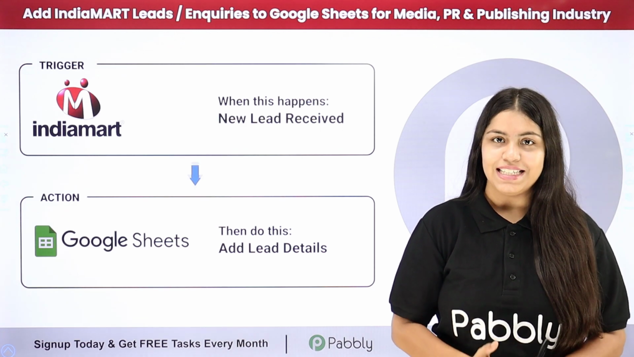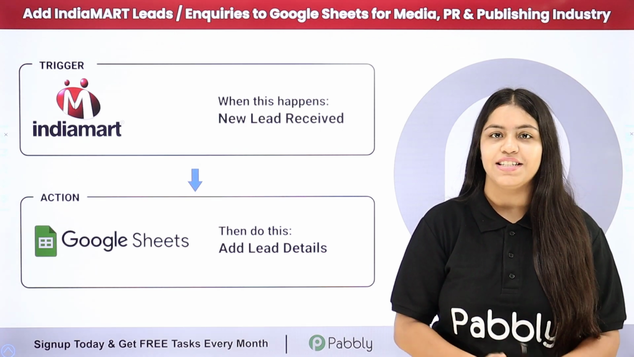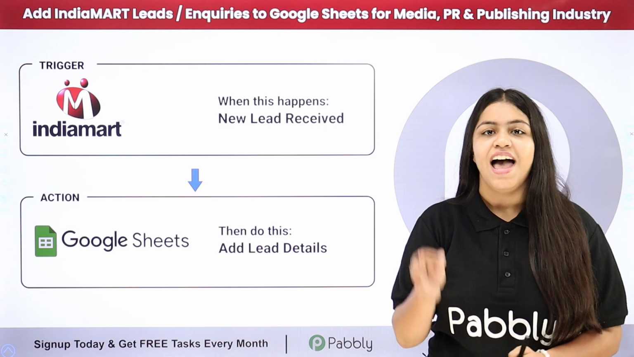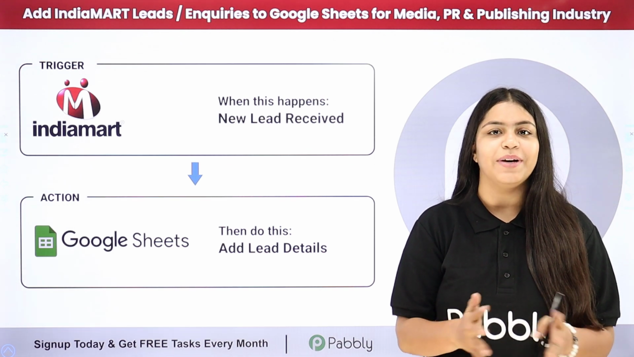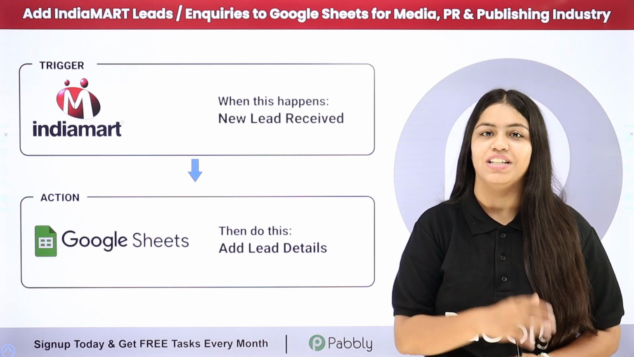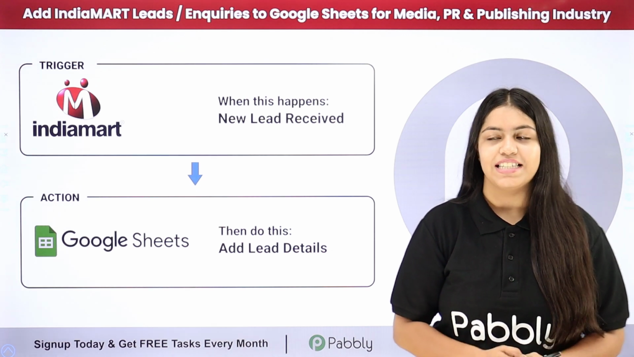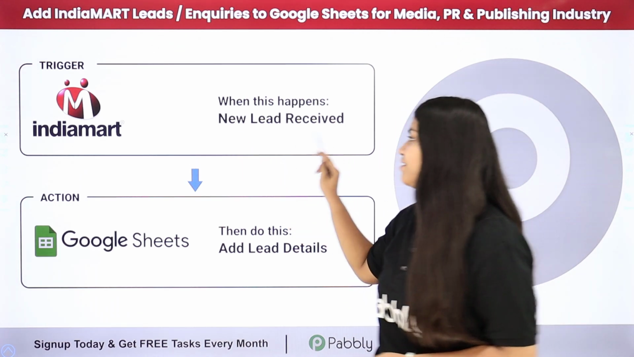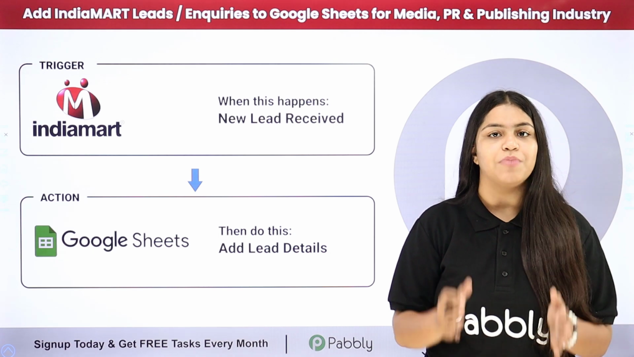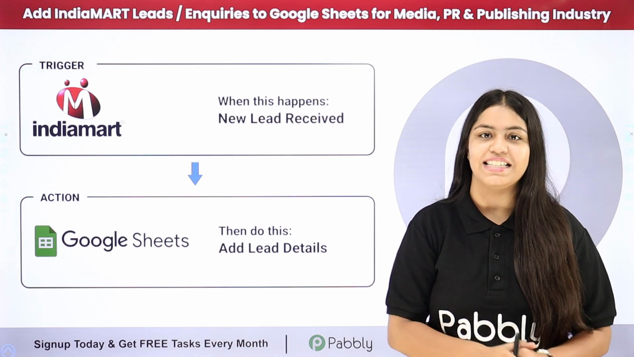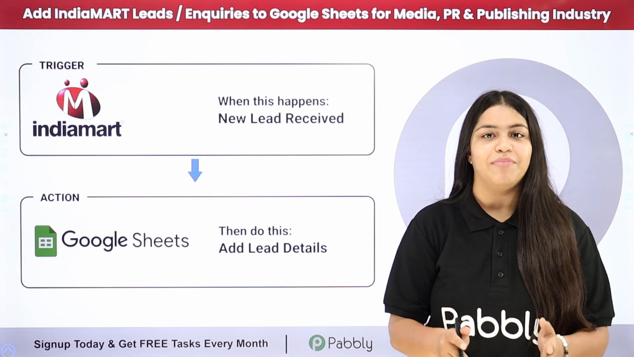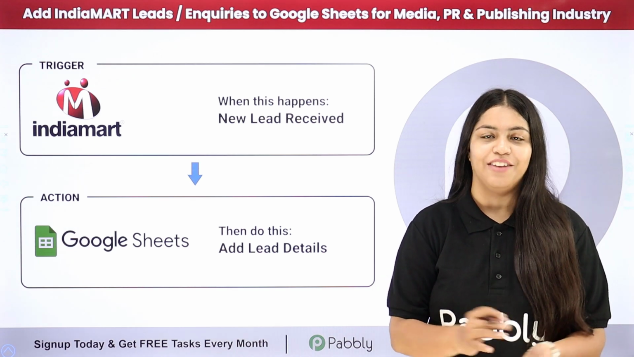So over here, I'm doing the same. I'm running an agency related to media, PR and publishing. And we use IndiaMART to collect the inquiries from our customers or potential clients. So now what I want is that as soon as a new lead or a new inquiry is received from my IndiaMART account, I automatically want to add that same lead details into my Google Sheets so that my sales team can follow up quickly and efficiently.